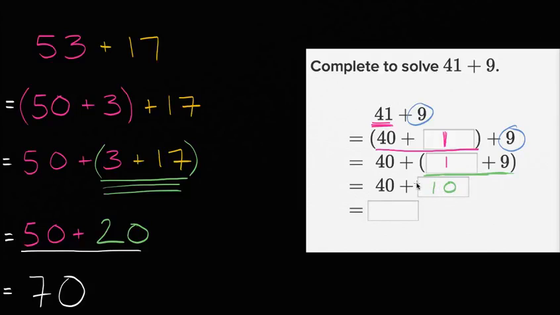Notice, this box is replacing what was in the parentheses before. So in the parentheses, you had 1 plus 9. Well, that's 10. And what's 40 plus 10? Well, that's 4 tens plus 1 ten. So that's 5 tens, or 50. And we're done.